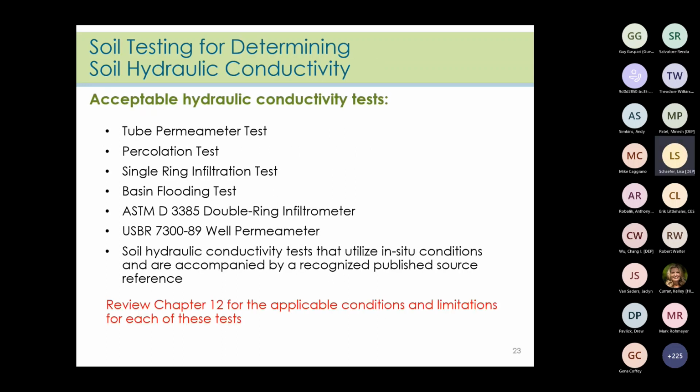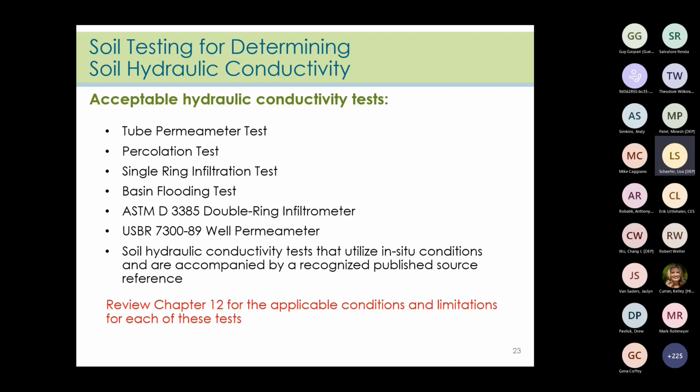All right, up next is a discussion of what test methods are acceptable. Soil hydraulic conductivity can be determined using a tube permeameter test, a percolation test, a single ring infiltration test, a basin flooding test, or a modified basin flooding test. You're going to read the specific conditions that are published in Chapter 12 for which these tests can be used.